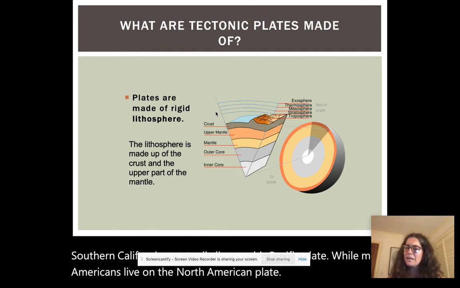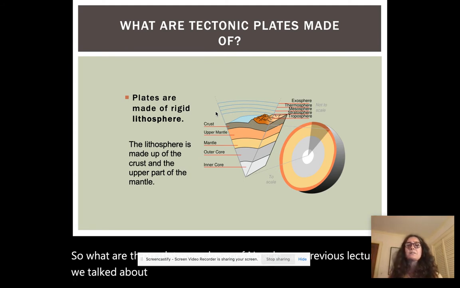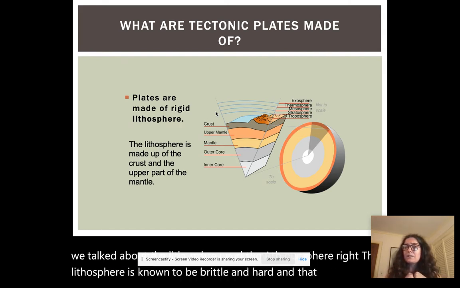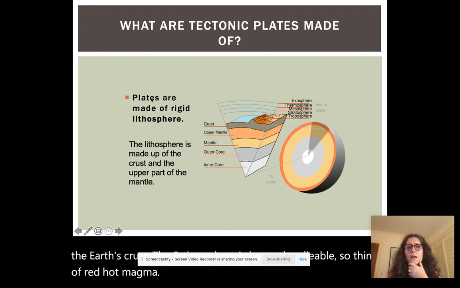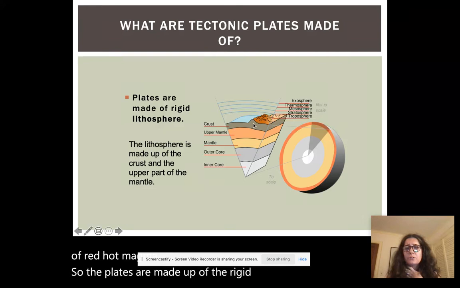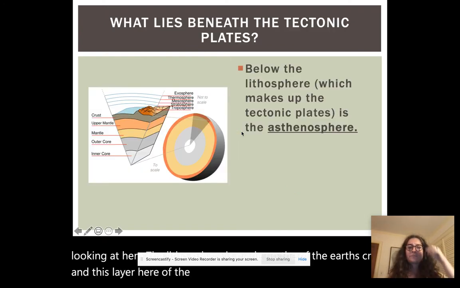So, what are these plates made up of? Now, in our previous lecture, we talked about the lithosphere and the asthenosphere, right? The lithosphere is known to be brittle and hard, and that is considered the Earth's crust. The asthenosphere is hot and malleable, so think of red hot magma. So the plates are made up of the rigid lithosphere. So what you're looking at here. The lithosphere is made up of the Earth's crust and this layer here of the upper mantle.